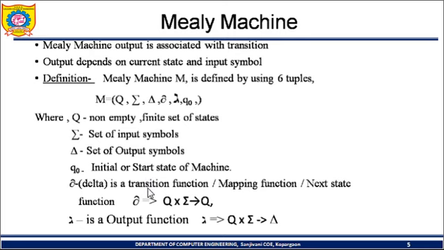Delta is the transition function, mapping function or next state function of the Mealy machine. Here delta is described as current state into current input alphabet gives the next state. Since the Mealy and Moore machines are finite automata, we get the output as a single state. And lambda is the output function. Lambda is nothing but current state into current input alphabet gives the output alphabet, because here output is associated with the transition, or output depends on the current state and current input symbol.